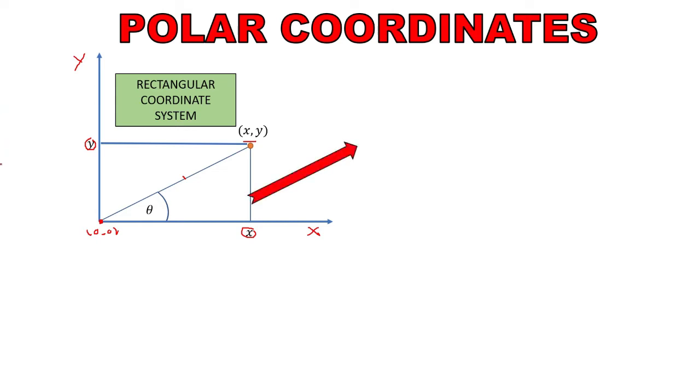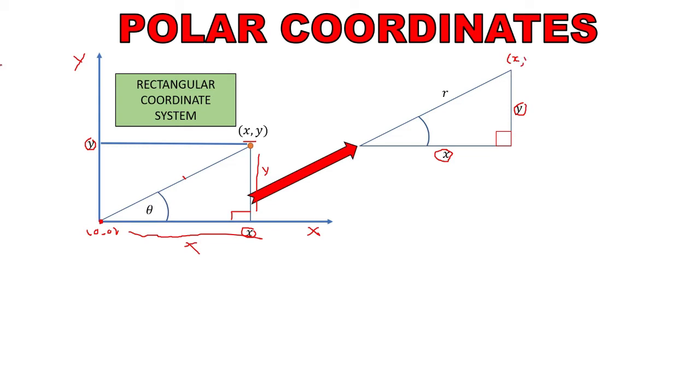Now, in this case, I create a right triangle. This angle is right. This is my right triangle. This side is x, and from here, this is y. Now I have x and I have y. Remember, this point here is (x, y).